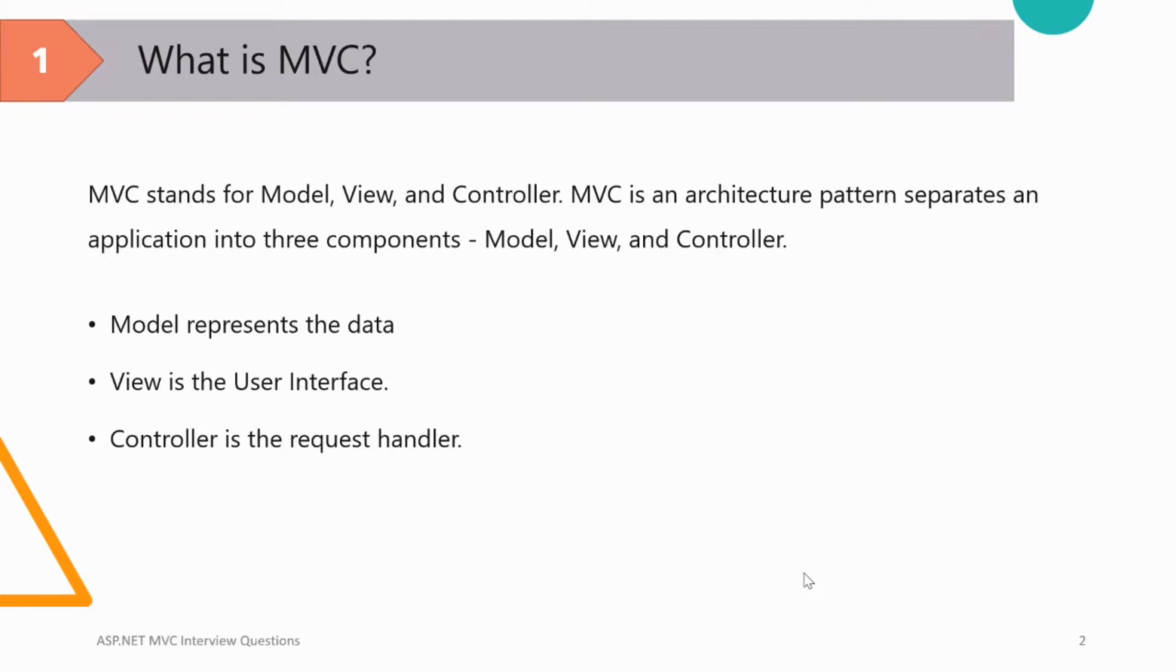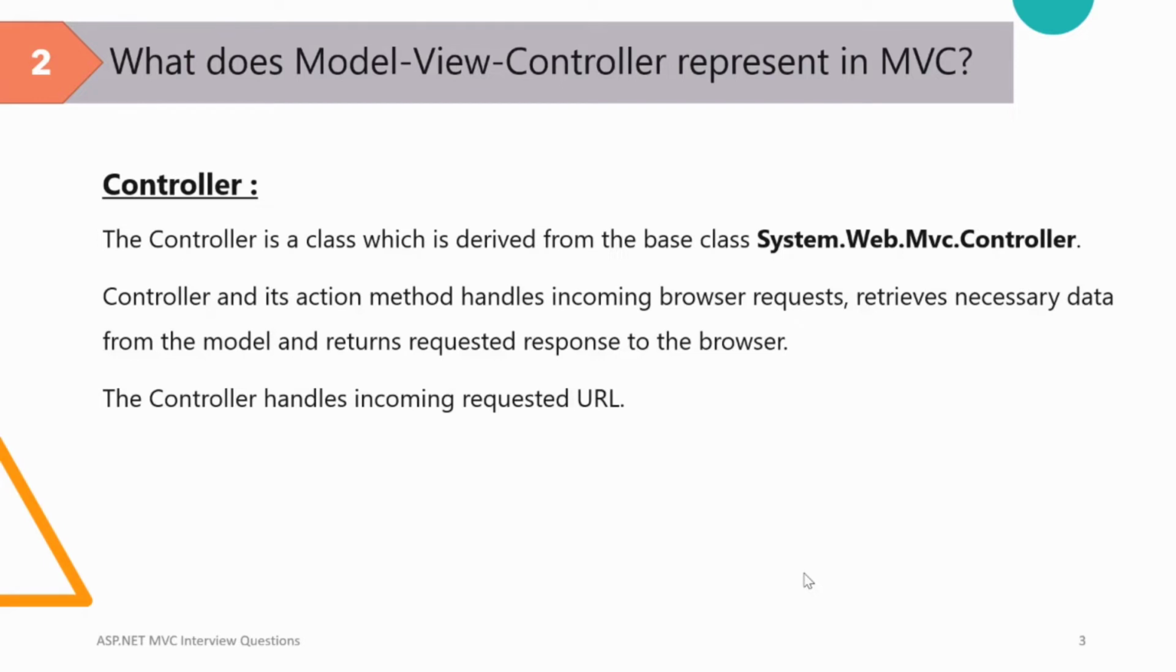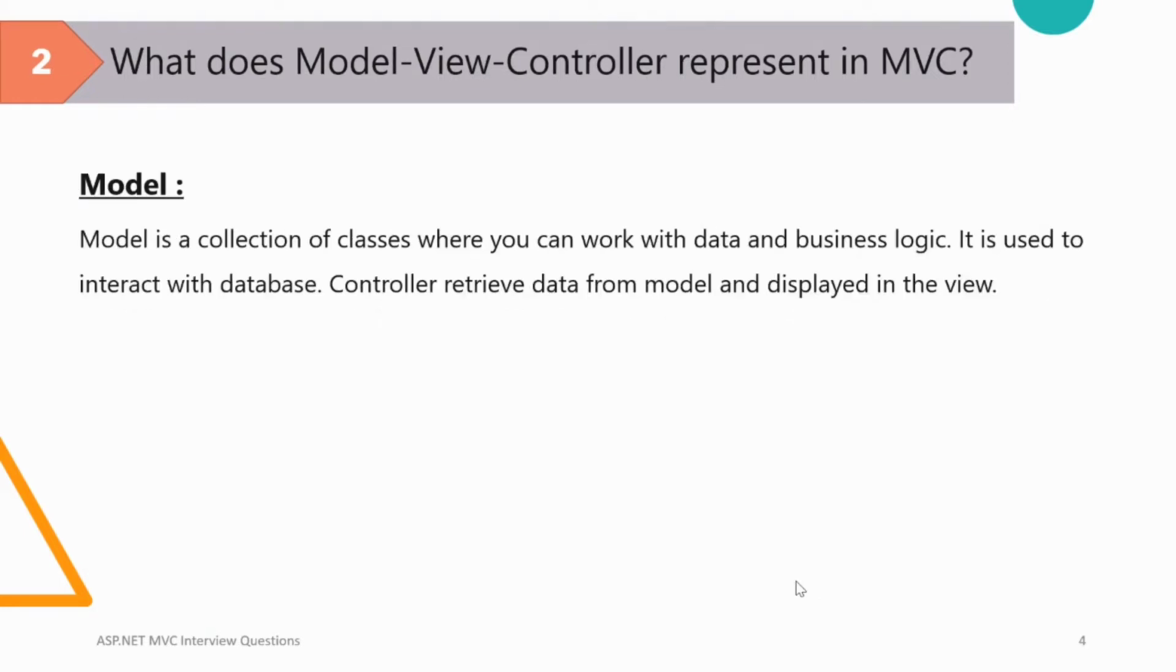Then what do Model, View and Controller represent? Controller is a class which is derived from the base class Controller. The controller and its action methods handle incoming browser requests, retrieve necessary data from the model, and return the requested response to the browser. So the controller handles the incoming requested URL. Then the model represents a collection of classes where you can work with data and business logic. It's used to interact with the database.